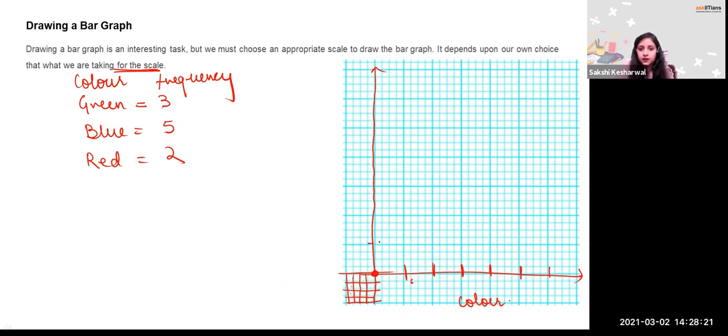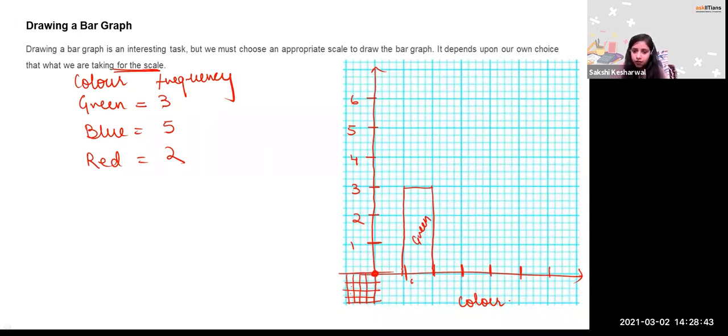Now you see the spacing, this will be 1, this is going to be 2, this is going to be 3, it can be different also, 4, 5, and 6. Now it says green. So green is what, beta? 3. So I'm going till 3. Use a scale, don't use freehand. So this is your green, right? Now see, there's a spacing. Now the bars are equal. Now it says the blue is 5.